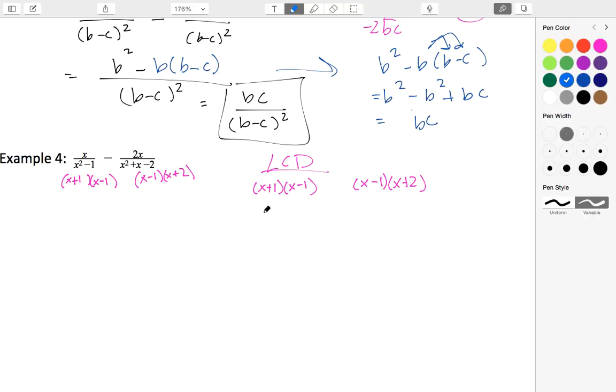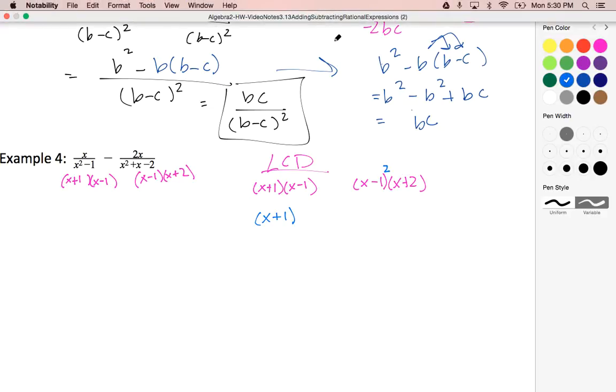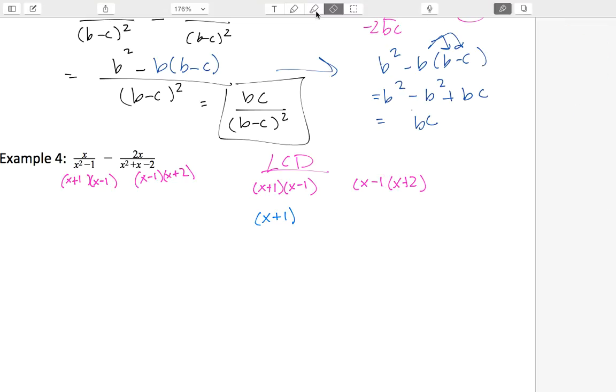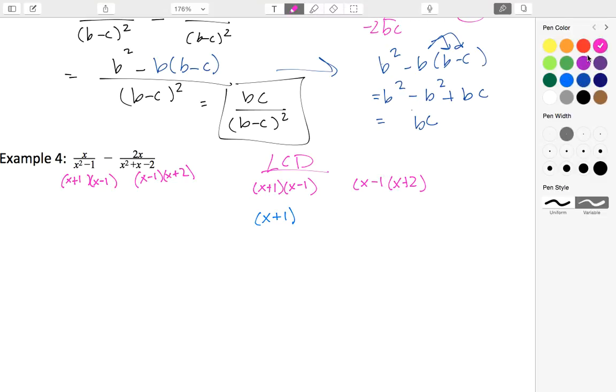Now, to find the least common denominator, we need to identify all the unique factors, and then any of those that have the highest exponent, we will include that, okay? So what I mean by that is, I only have x plus 1, so therefore x plus 1 will be part of my least common denominator. It's one of the unique ones. And then I have x minus 1 twice, but there's not one with a square, for instance, so I just have to write this only one time, so it's x minus 1. And then here I just have 1 x plus 2. Okay, so that is my LCD for this problem.